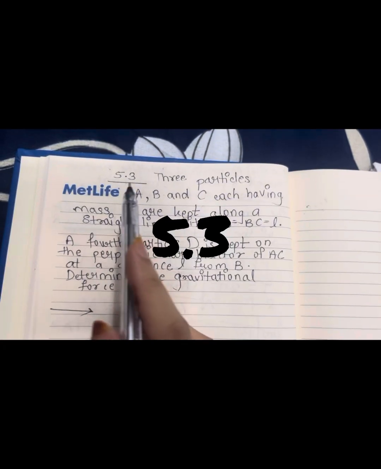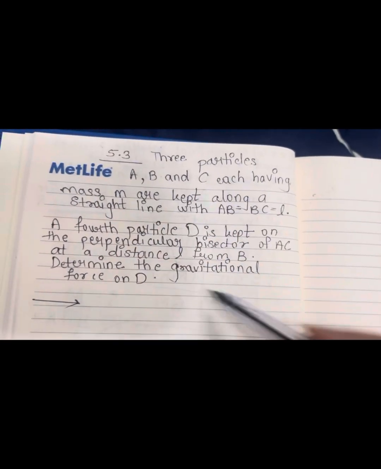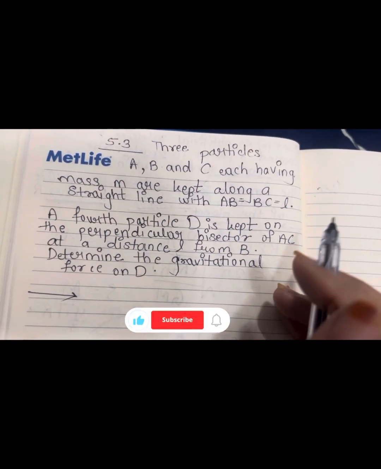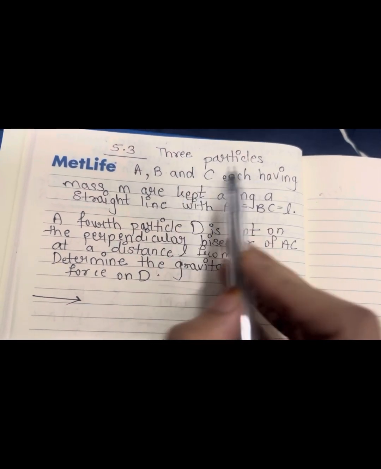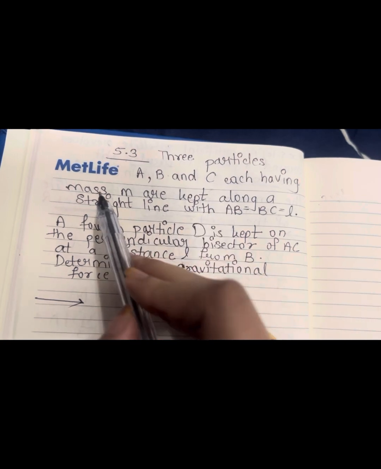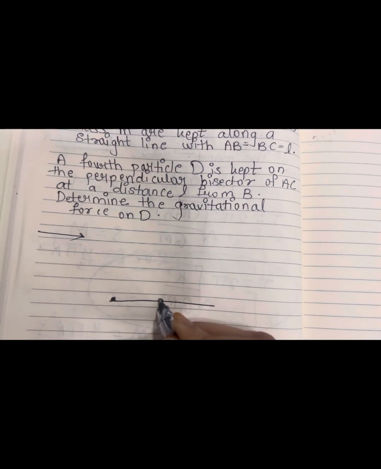Starting with numerical number 5.3. Such types of numericals you won't find in your paper, as the 11th standard is considered. Three particles A, B and C, each having mass m, are kept along a straight line. So here you have three particles kept along a straight line: A, B and C.